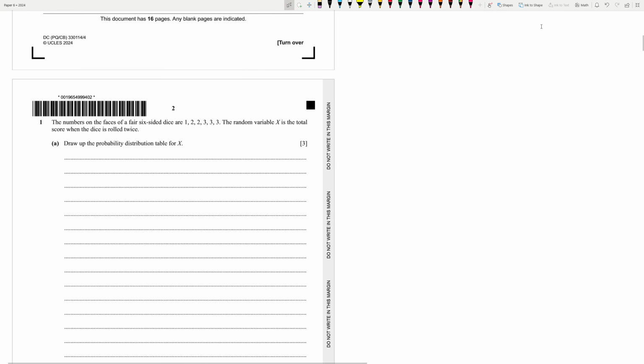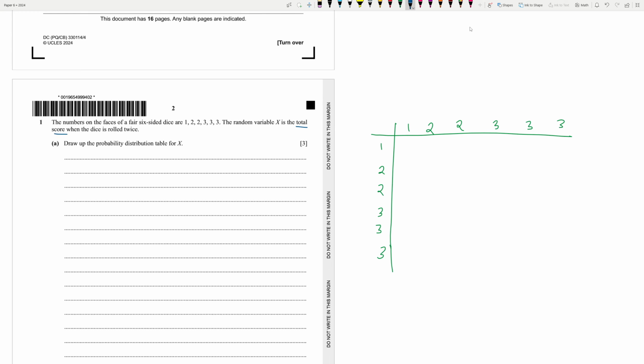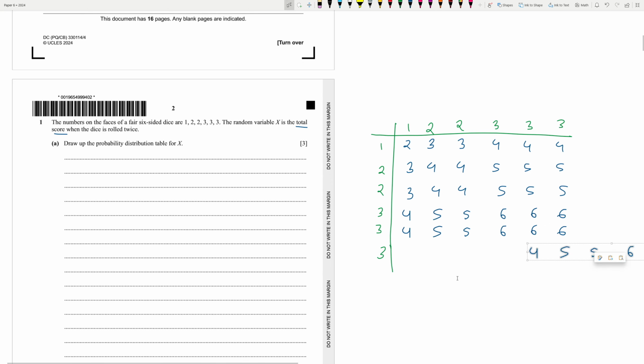Okay, so for this, what do we need? We actually need a table like this. So 1, 2, 2, 3, 3, 3, and 1, 2, 2, 3, 3, 3. Basically, we are going to total the scores, or basically the sum, right? So we have 2, 3, 3, 4, 4, 4, then 3, 4, 4, 5, 5, 5. Also 3, 4, 4, 5, 5, 5. And here we're going to get 4, 5, 5, 6, 6, 6. It's going to be the same down here. Okay, that's good.